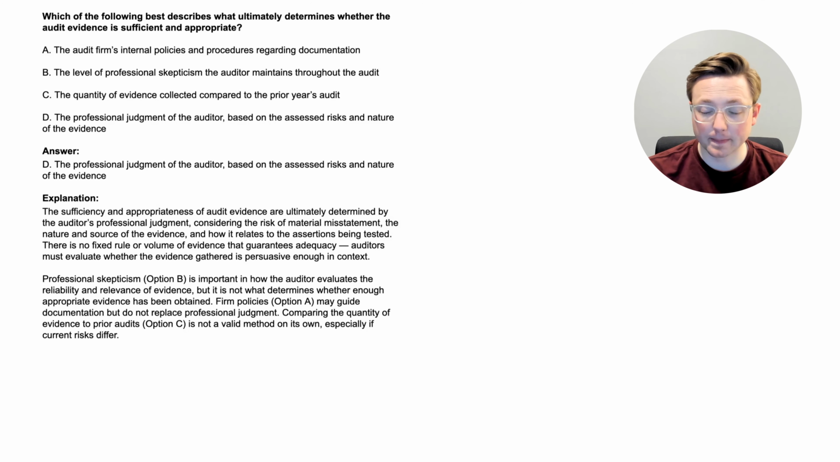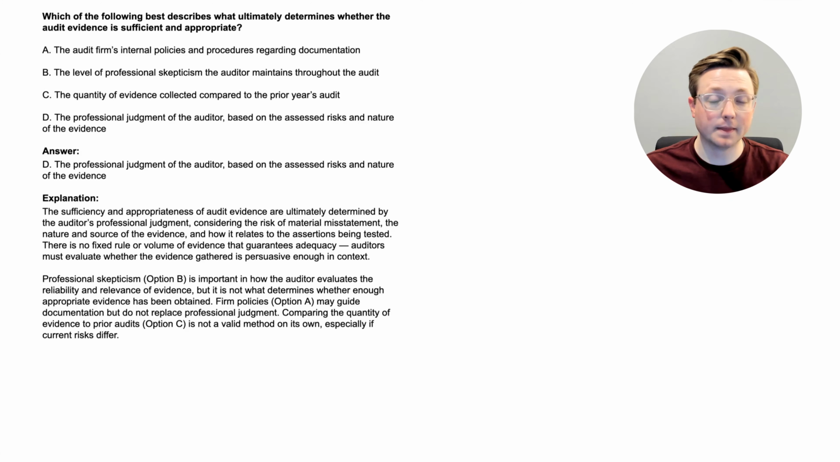Professional skepticism, that was option B, is important in how the auditor evaluates the reliability and relevance of evidence, but it is not what determines whether enough appropriate evidence has been obtained. Firm policies, that was option A, may guide documentation, but do not replace professional judgment. And comparing the quantity of evidence to prior audits, that would be option C, is not a valid method on its own, especially if current risks differ. So you're not going to be able to just base it off of that because things change each year with the audit.